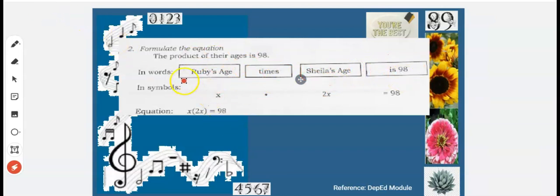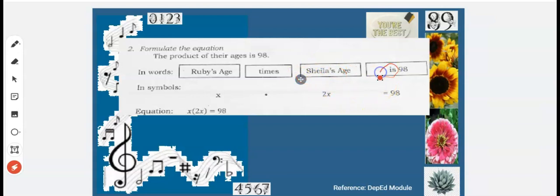Karon, atong i-represent ang multiplication sentence in words into symbols. Unsa man ang representation sa Ruby's age? Yes, it's x. So we write x under the box of Ruby's age. Nya, unsa man ang symbol sa times? Yes, we write the dot operator for the multiplication under the box of times. Nya, unsa man ang representation para sa Sheila's age? Yes, we write 2x sa ubos sa box of Sheila's age.